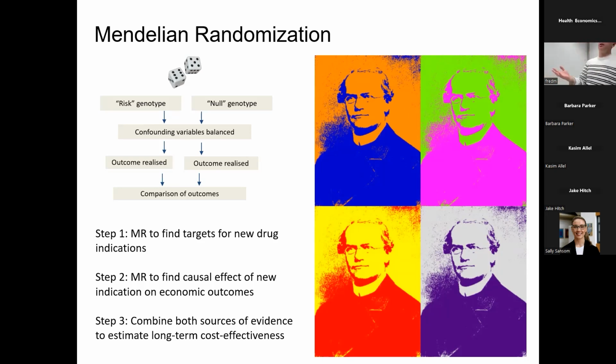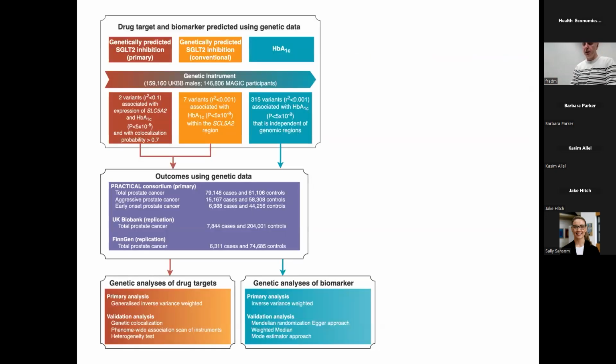Then you can do Mendelian randomization to assess the causal effect of cancer exposures on health economic outcomes. And then you hopefully have robust causal evidence on the association between exposure and outcome, which is very difficult to find usually. And then you can combine those two previous steps as a new way of doing long-term intervention cost effectiveness analysis.